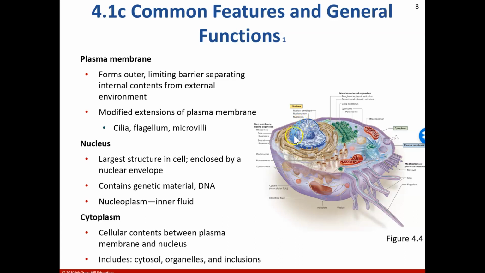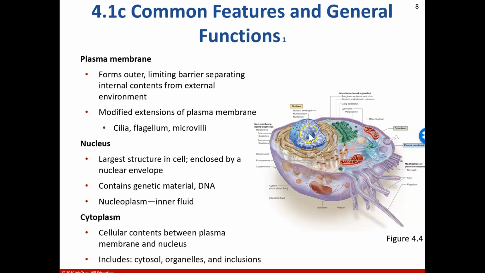Next, we have our nucleus, which is this structure over here. It is the largest in the cell, and it is enclosed by this structure, which is known as the nuclear envelope. You could see on our nuclear envelope, we have these pores or openings to allow certain structures into the nucleus and out. We're also going to see that our nucleus contains genetic material, such as DNA in our body. And this fluid that we have in here is called the nucleoplasm.